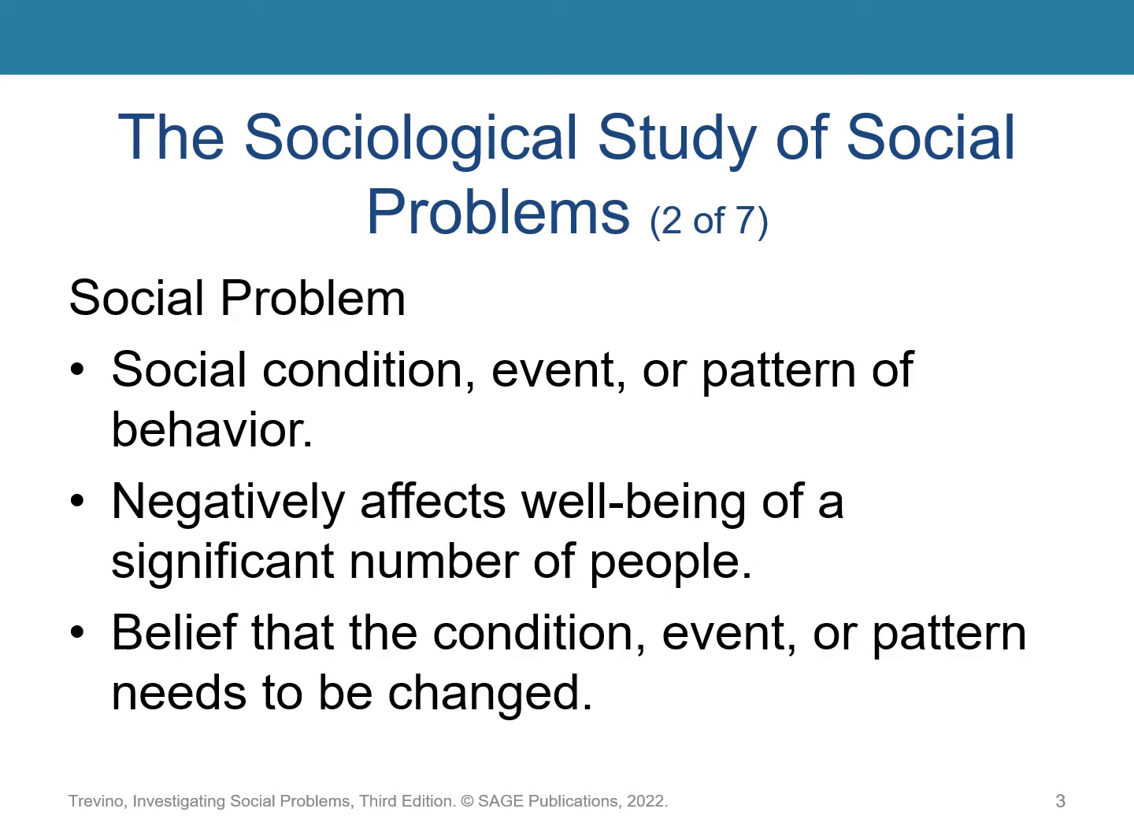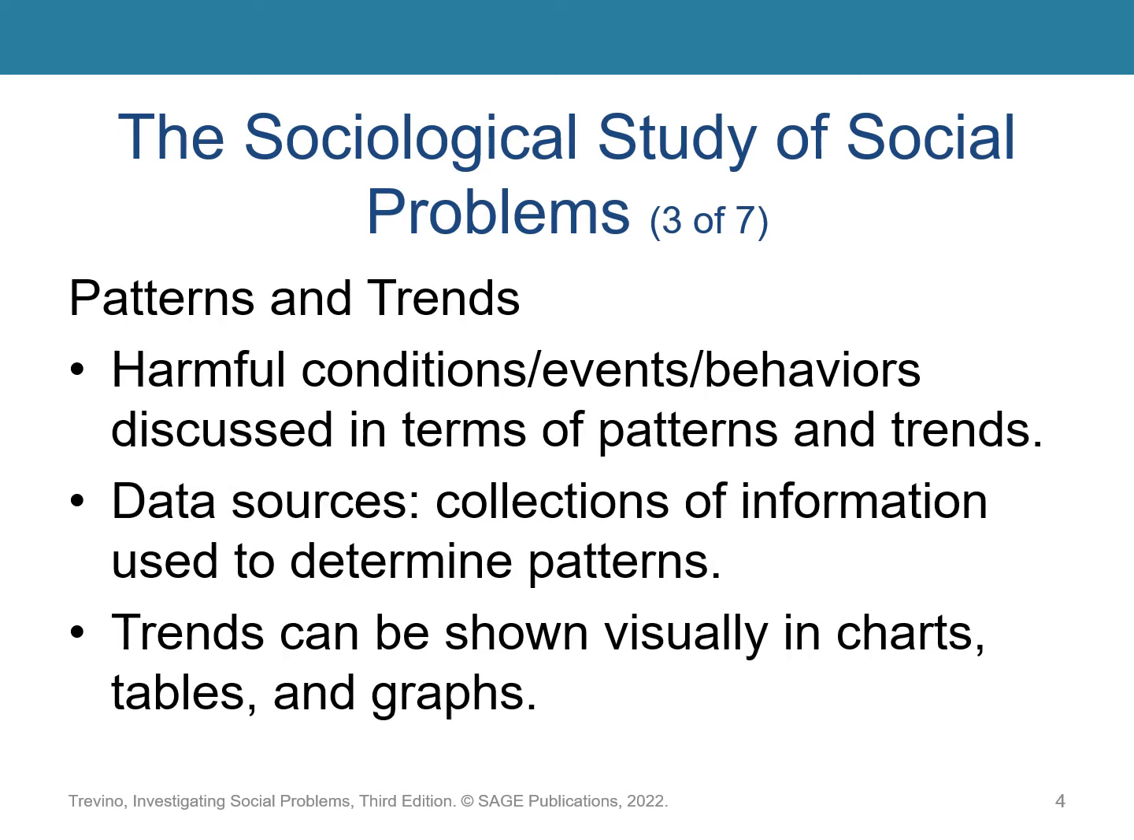Social problems are social conditions, events, or patterns of behavior that negatively affect the well-being of a significant number of people. There is a belief that the condition, event, or pattern needs to be changed. Patterns and trends: harmful conditions, events, and behaviors are discussed in terms of patterns and trends. Data sources include collections of information used to determine patterns. Trends can be shown visibly in charts, tables, or graphs.